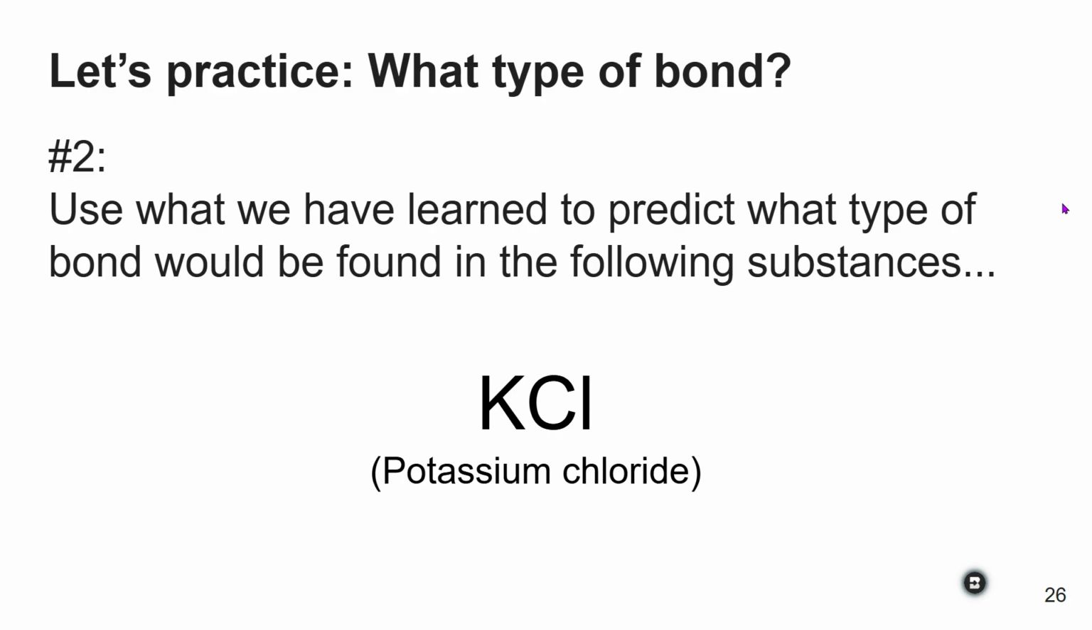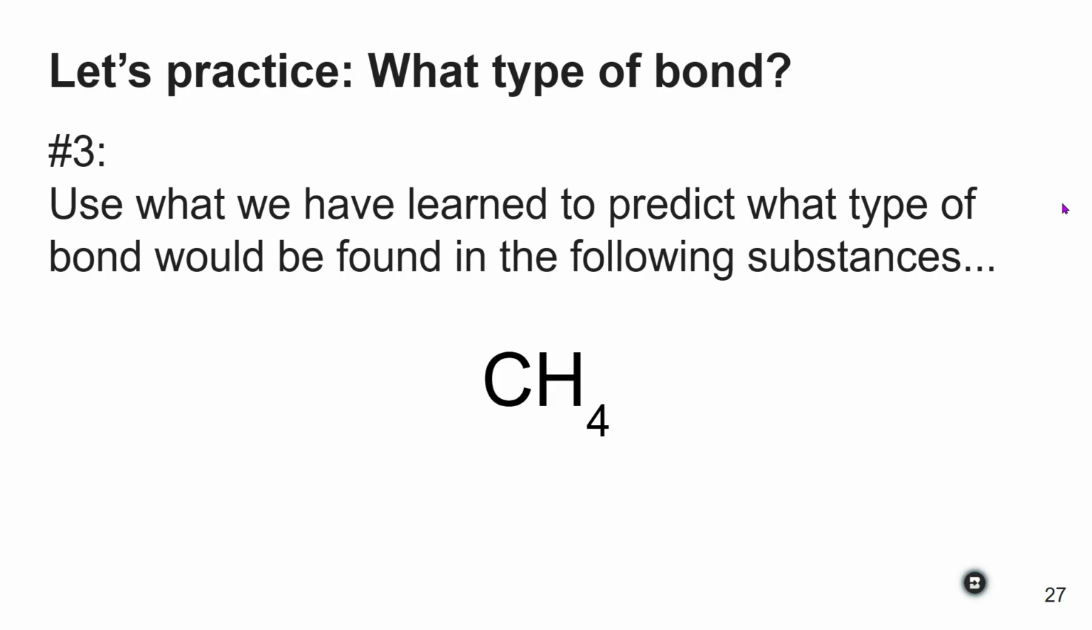Number 2. Here is another substance, potassium chloride, so that's KCl, potassium and a chlorine. What kind of a bond would this be? Look at your periodic table to figure that out. Pause the video as you do. Number 3, you're looking here at methane, CH4, so a carbon and 4 hydrogens. Figure out what kind of a bond this would be. Be able to provide reasoning.